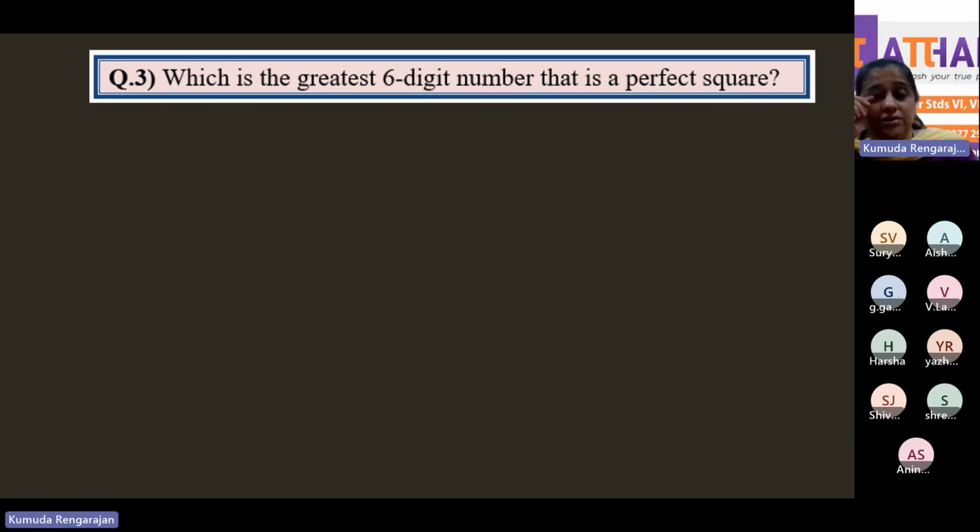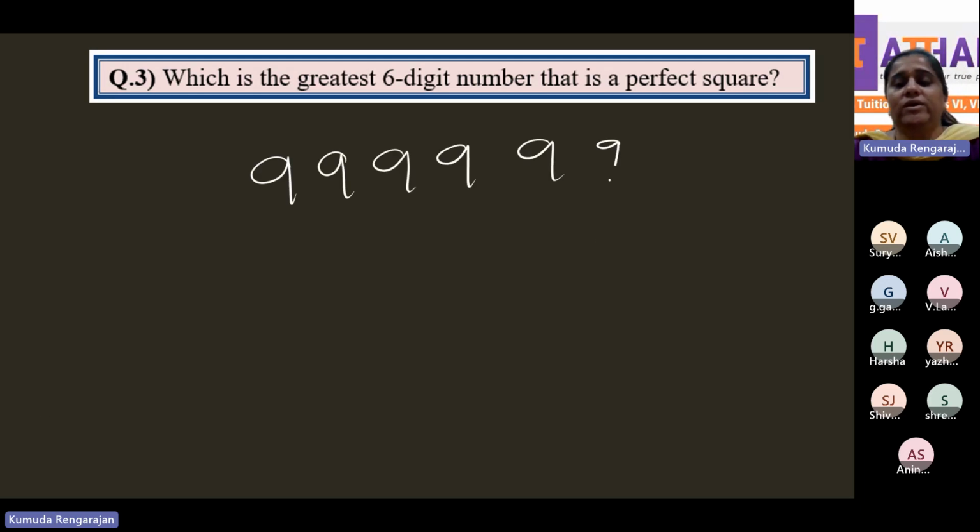Which is the greatest 6-digit number that is a perfect square? You need to find the greatest 6-digit number that is a perfect square. We all know that the greatest 6-digit number is this one. But no, this is not the answer. We have done this in one of the homework, same question.